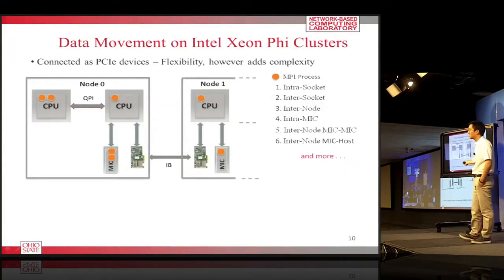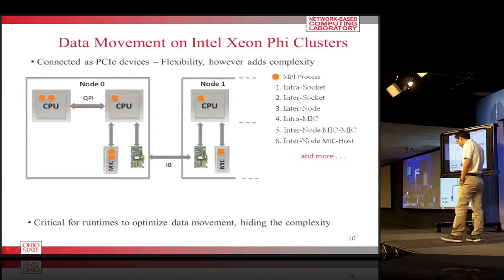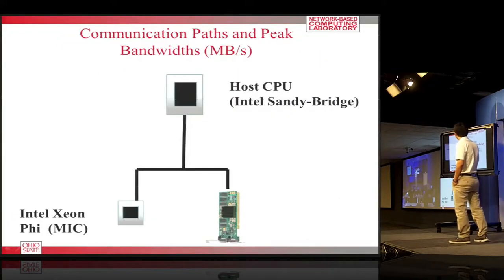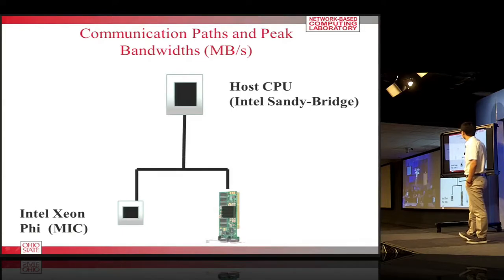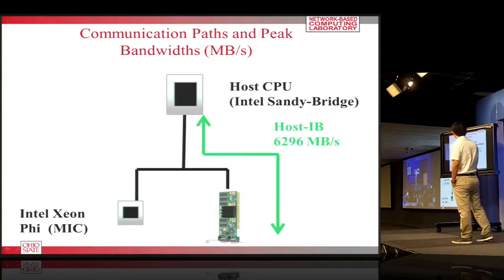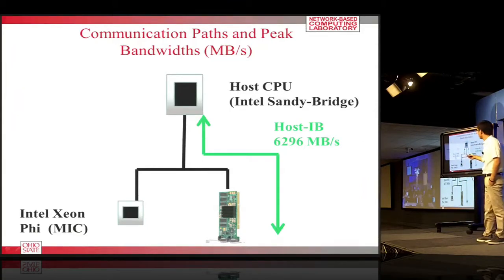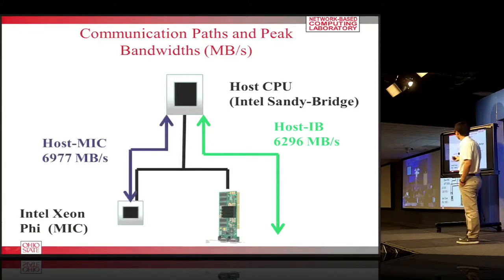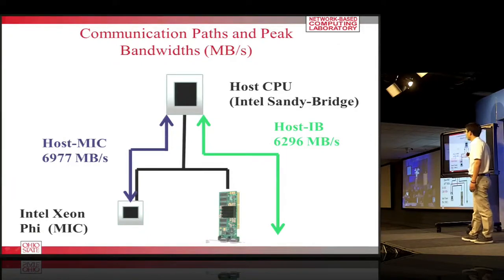The other important thing is the peak bandwidth we have observed for the communication paths. For example, this is the host-IB-host communication path. The peak performance is more than 6,000 megabytes per second. Okay, the host-MIC communication is near 7,000 megabytes per second. This is reading data from the IB device to the MIC memory. These are more than 5,000 megabytes per second.